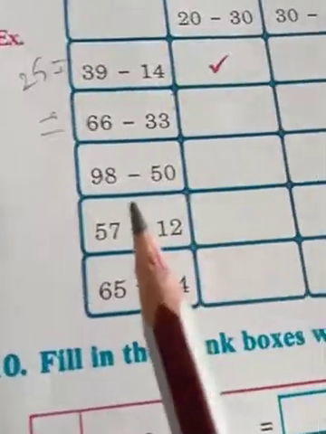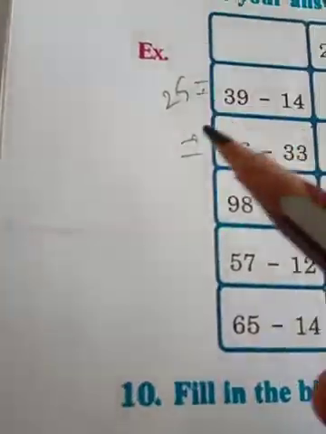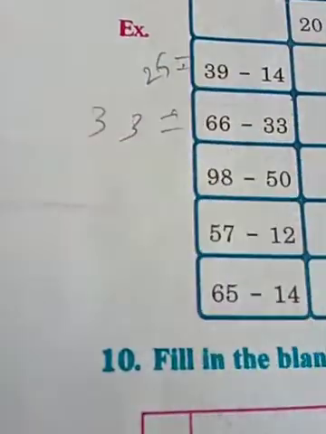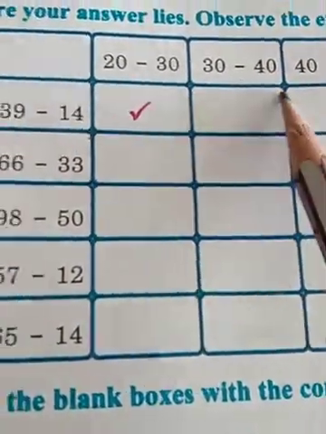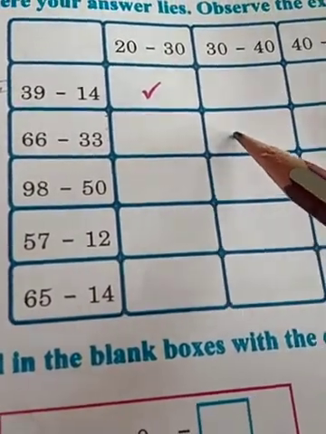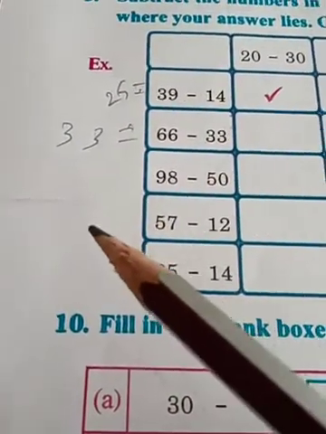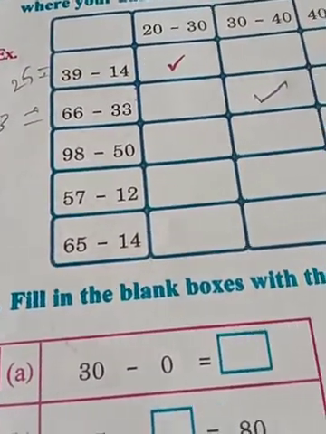Okay. 66 minus 33. 6 minus 3, 3. 6 minus 3, 3. 33. Where is 33? It is between 30 and 40 only. 66 minus 33 equals 33. You keep a right tick. Here write 33. Here keep a right tick. Understand?